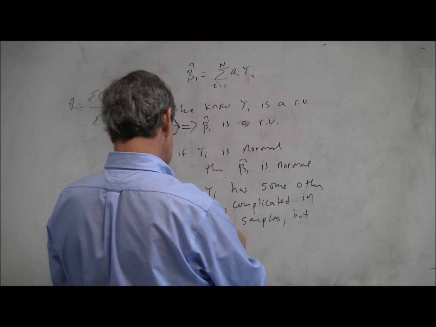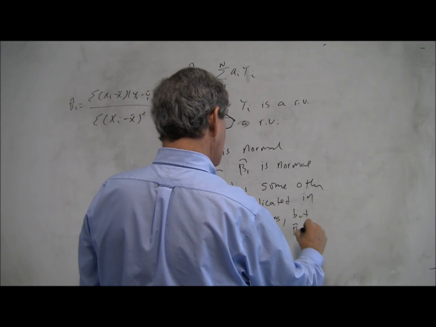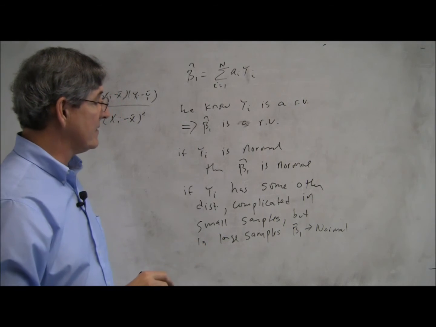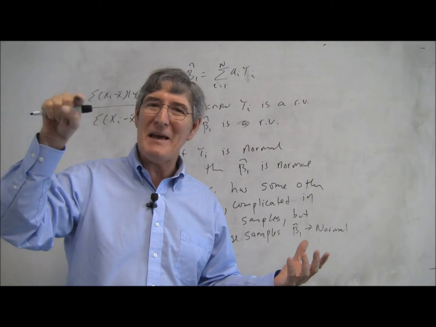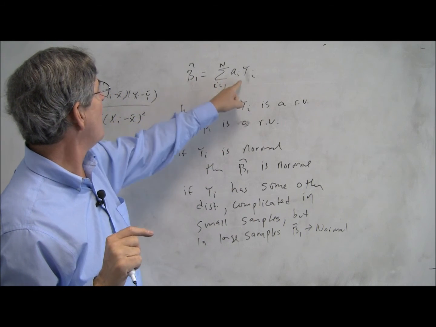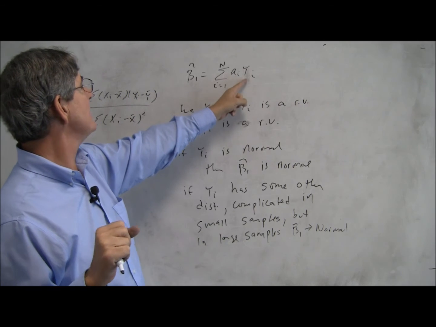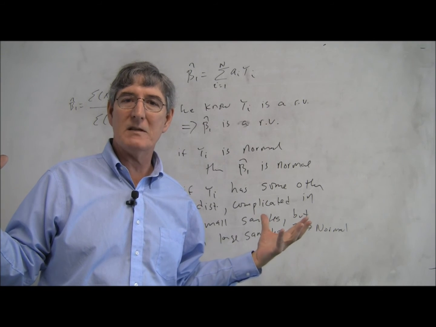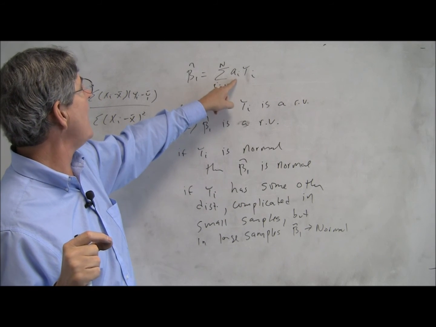But in large samples, beta 1 hat is normal again. This is just the law of large numbers that we talked about last time. Remember we said when you calculate a mean, which is just a linear combination, the sum of the x's over n, in that case the AI is essentially 1 over n. And we said, no matter what distribution y starts with, as you let the sample size get bigger and bigger, that mean eventually turns into a normal distribution. It doesn't matter what the distribution of y is. That generalizes not just to AI being 1 over n, but AI being anything.